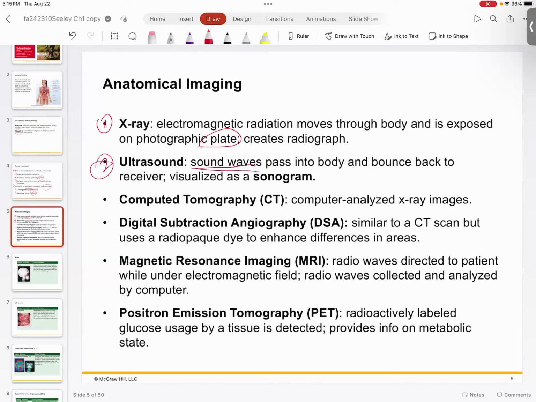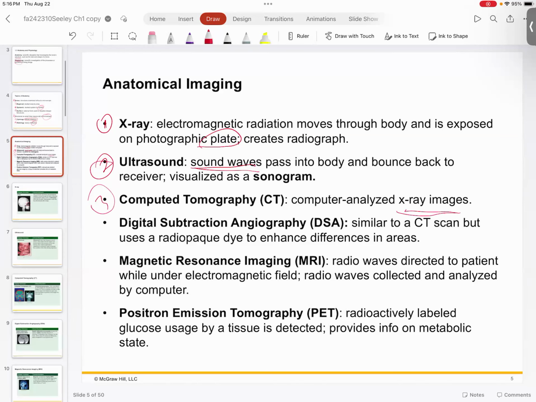CT, computed tomography, this is another one. So in CT, basically what's going to happen is you have X-ray images, so you do have radiation involved, but it's going to be analyzed by a computer. And so when you take a look at a CT scan, this is essentially where you're getting high resolution radiation that's then able to be analyzed by a computer.